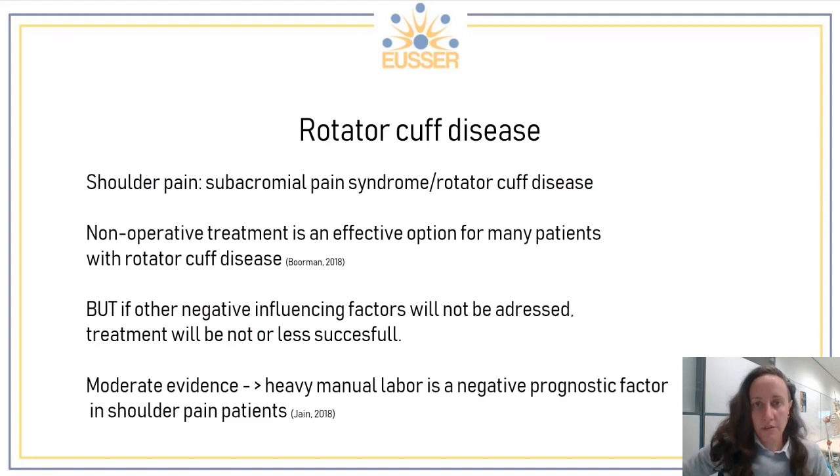So as we all know, the main cause we can attribute to shoulder pain is what we call subacromial pain syndrome or rotator cuff disease. Conservative treatment has been shown to be a very effective treatment for these patients and usually is considered before operative treatment. The most common treatment for these patients is in the form of exercise therapy.